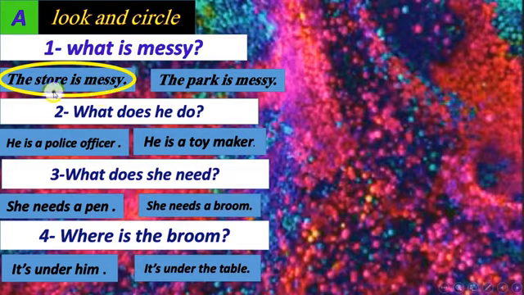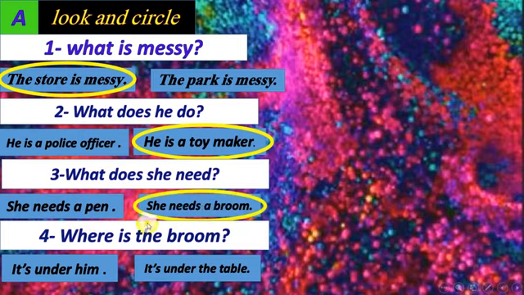Yes. Number two. What does he do? He is a police officer or he is a toy maker, Mr. Jones? Yes, very good. He is a toy maker. Number three. What does she need? She needs a pen or she needs a broom. Yes, she needs a broom. Very good.